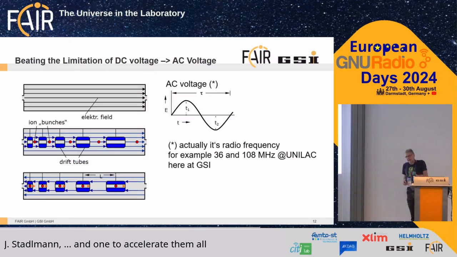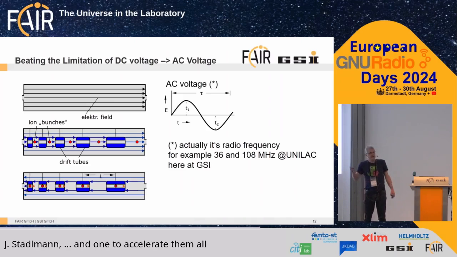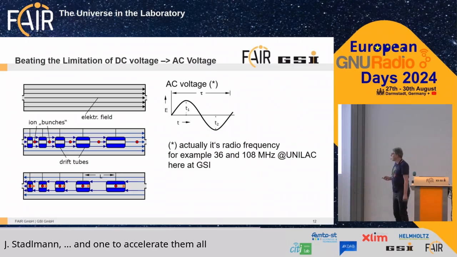And now I have to make a confession. This is a confession of all accelerator physicists, basically. We cheat the ions all the time. We take a very low alternating voltage and make them believe that they're accelerated by a very high voltage, but we always use the same low accelerating voltage. In the case of our first accelerator here, it's RF with 36 or 108 megahertz. So we are all in the RF regime.